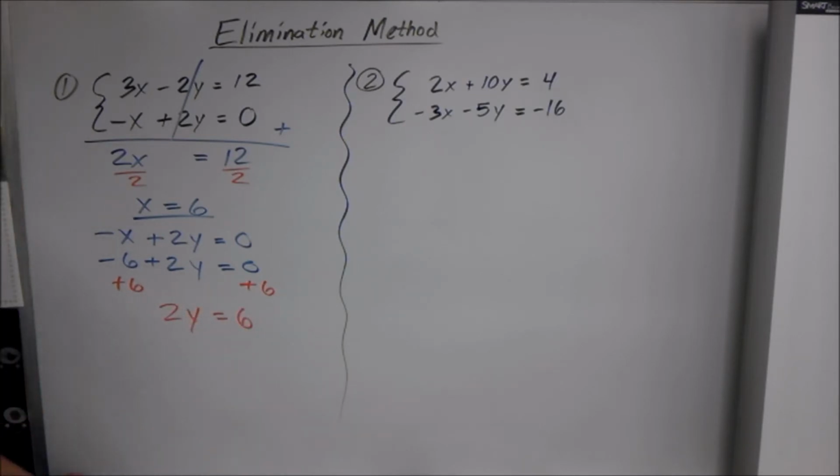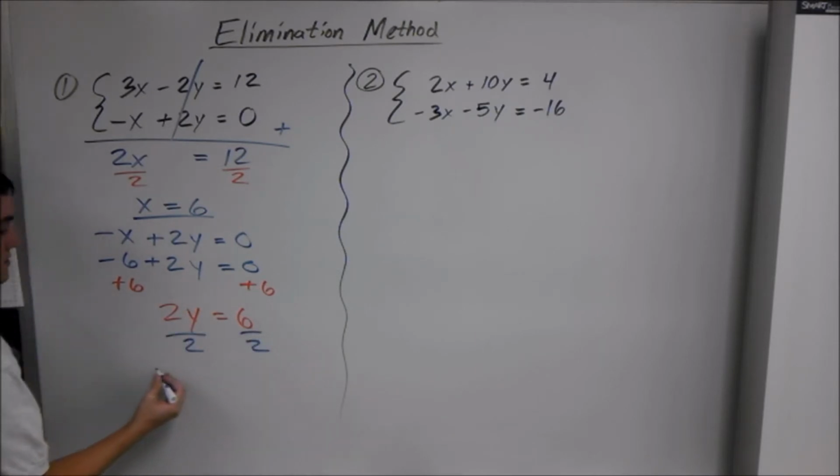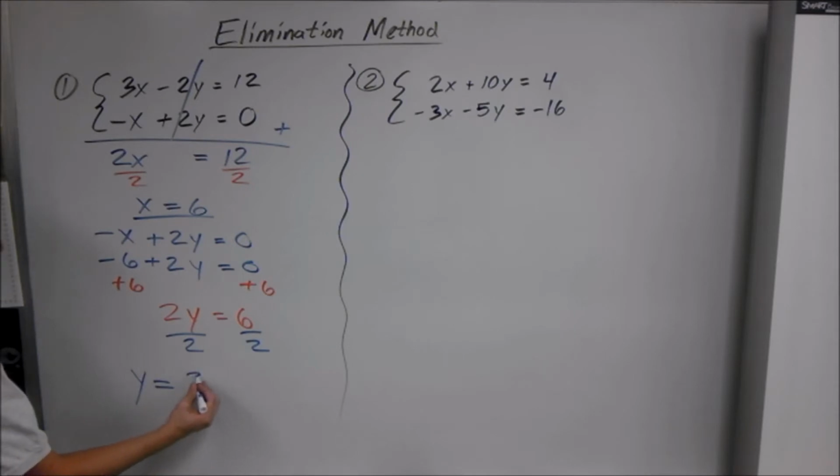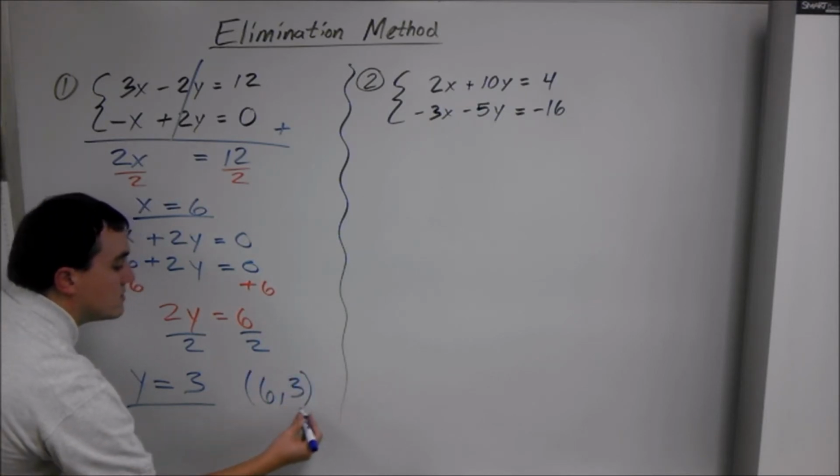And then finally divide by 2. So y equals 3. And then we just found our coordinate point. X is 6, y is 3. So the answer is (6, 3).